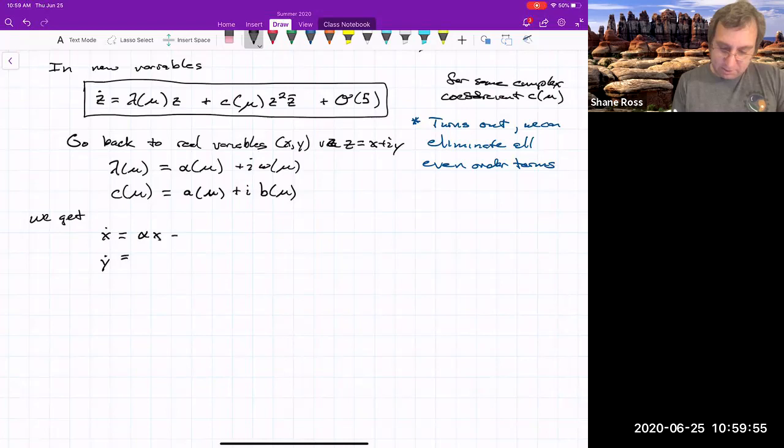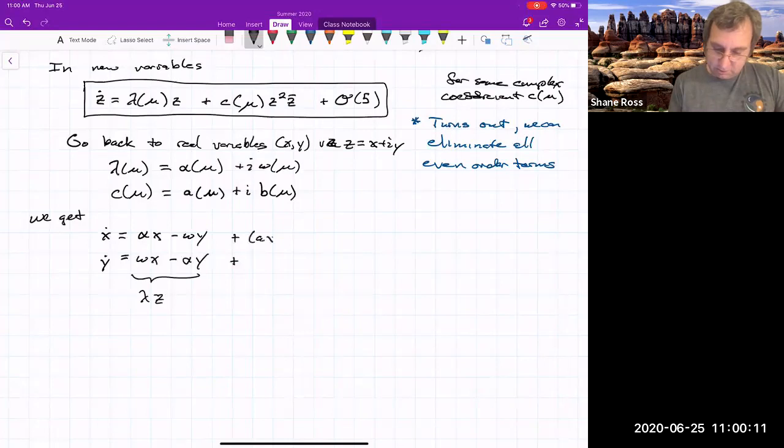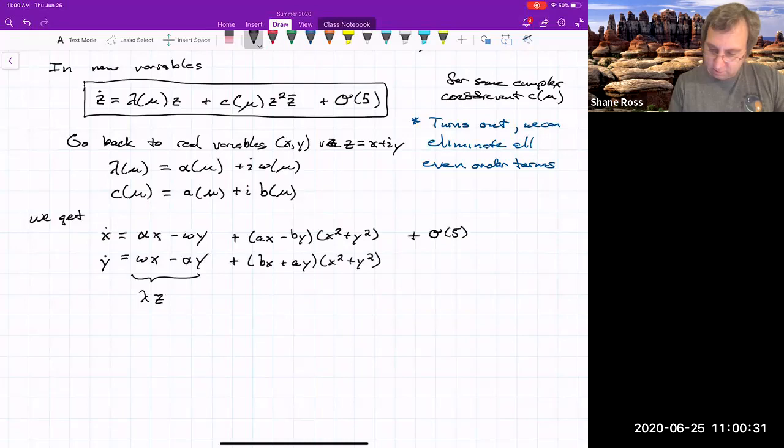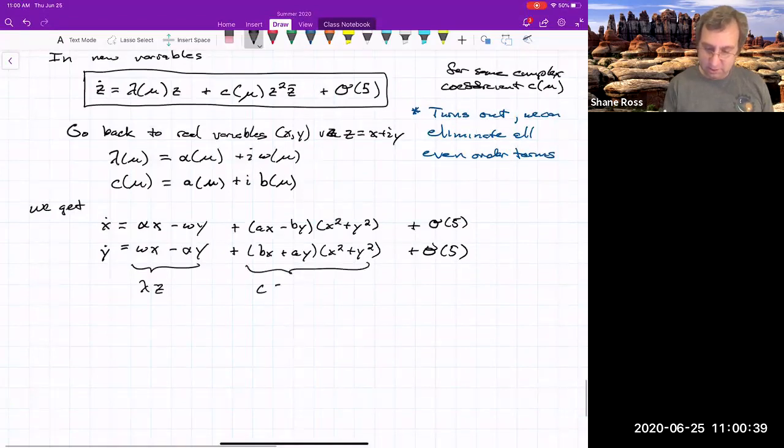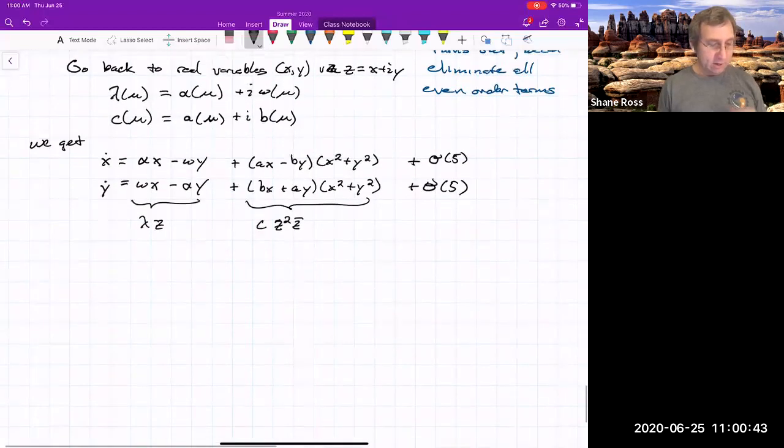So we get A, alpha x minus omega y. This is omega x minus alpha y, right? This is the part that's lambda z. And then the third order term ends up looking like ax minus by, times x squared plus y squared, and over here, bx plus ay, times x squared plus y squared. And then the next leading order term would be order 5. This is just writing C, Z squared, Z bar. All right, doesn't look so pretty. We'll make it look prettier. We will.